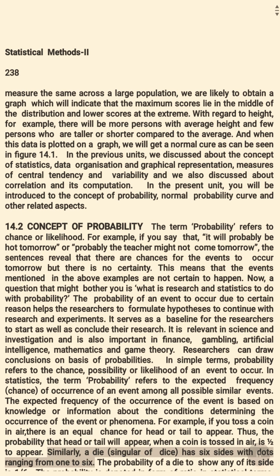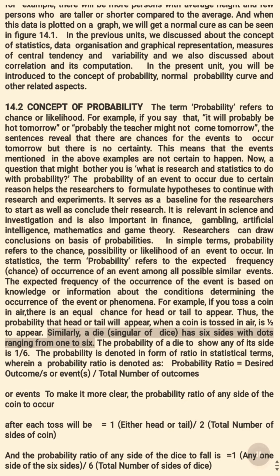Similarly, a die, singular of dice, has 6 sides with dots ranging from 1 to 6. The probability of a die to show any of its sides is 1/6. The probability is denoted in the form of a ratio in statistical terms, wherein probability ratio equals desired outcome, or events, over total number of outcomes. To make it more clear, the probability ratio of any side of the coin to occur after each toss will be equal to 1, either head or tail, over 2, the total number of sides of the coin. And the probability ratio of any side of the dice to fall is equal to 1, any one side of the 6 sides, over 6, the total number of sides of the dice.